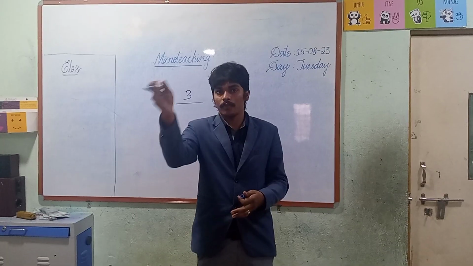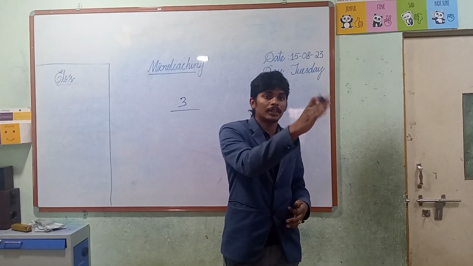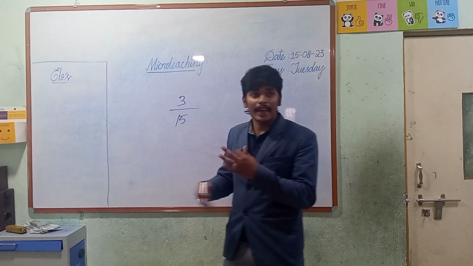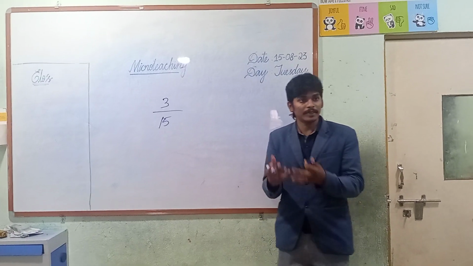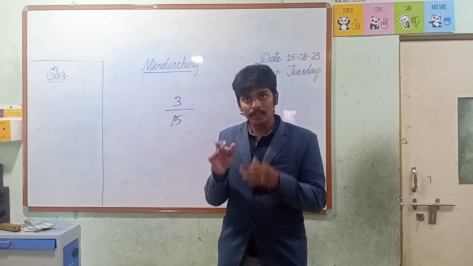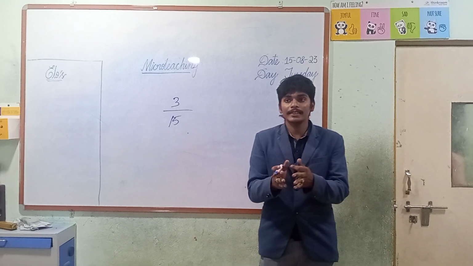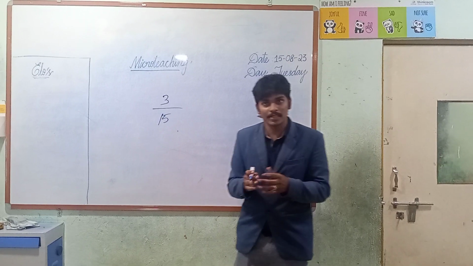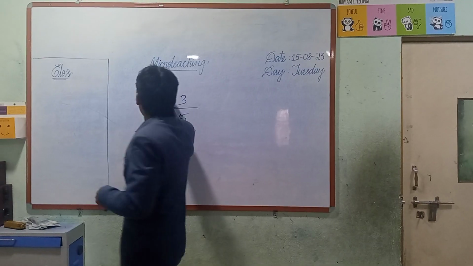Count the persons in this class. 1, 2, 3, 4, 5, 6, 7, 8, 9, 10, 11, 12, 13, 14, 15. So 15. So what happened here is I took something from the whole. From this whole class I took some of the part. So what is that? Taking anything from a whole is called a fraction. Thank you, madam. So fraction.